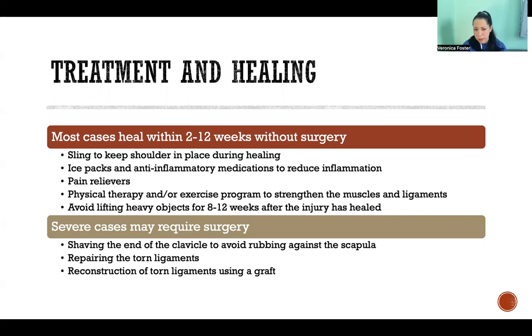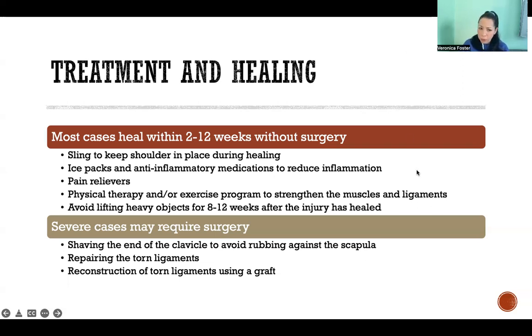So there's a few things that they might do for surgery. They can shave the end of the clavicle if there's a problem with rubbing against the scapula, so they might kind of reshape the ends of the bones. But more commonly, they'll repair the torn ligaments because that's really what caused this problem in the first place. And then if there's not enough of the ligaments that are still intact, then it might require a graft and reconstruction of the torn ligaments.